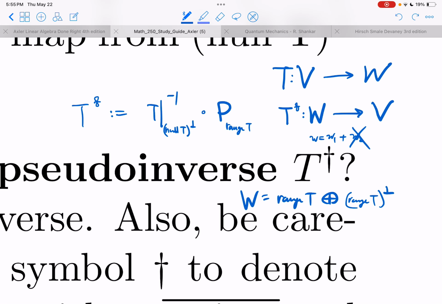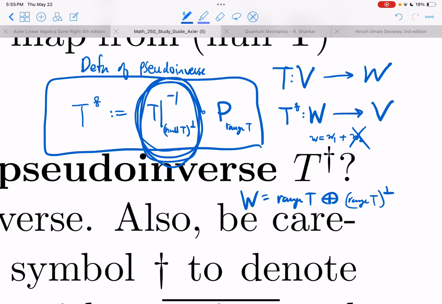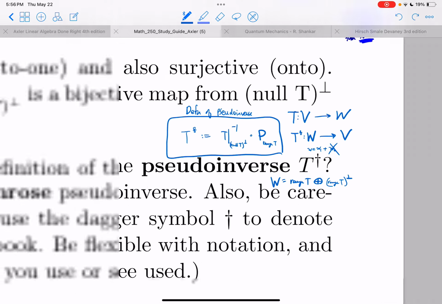Okay, so in other words, this is the definition of pseudo-inverse. It inverts t where it's possible to invert it. But in order to do that, it first has to project down onto that space, the range, which has the same dimension as the null of t perp. Okay, so that's what it does.